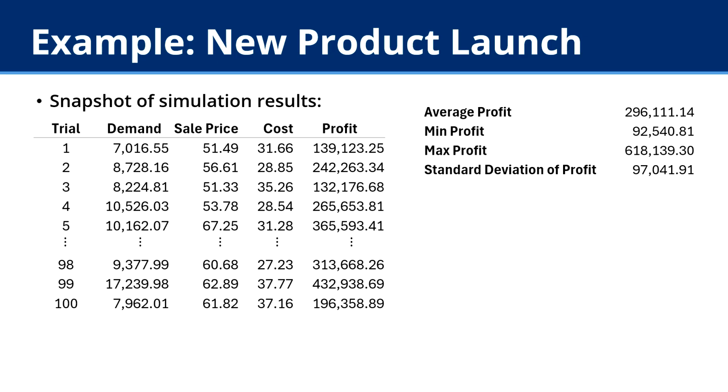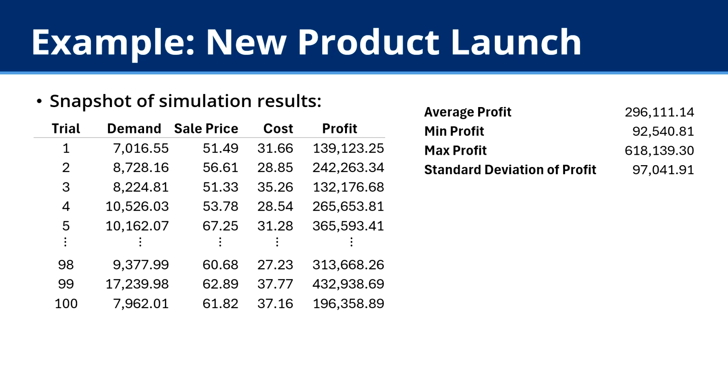Okay. And then in this case, for these 100 trials, basically I've simulated this product launch 100 times based on a different demand, different sales price, and different cost. The average profit here is close to 300,000. The minimum I get for any single trial is about 90,000, and the maximum profit I got from any of these trials was above 600,000. The standard deviation of this profit was about $97,000, right?